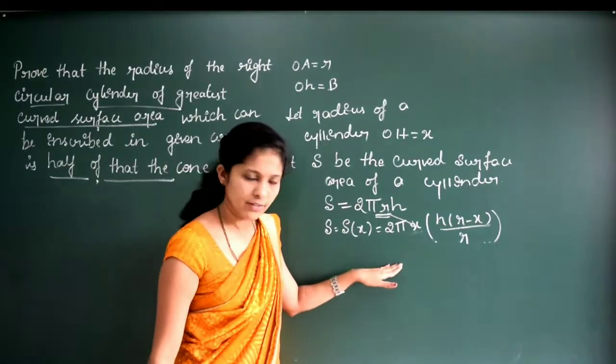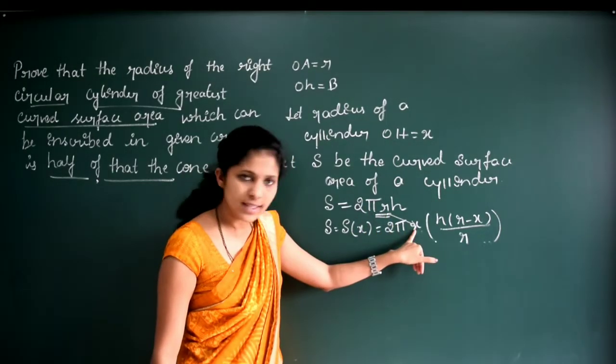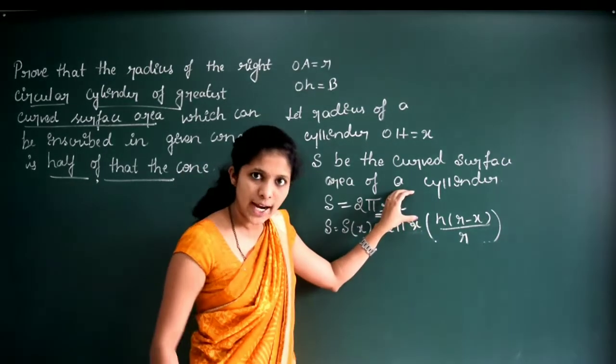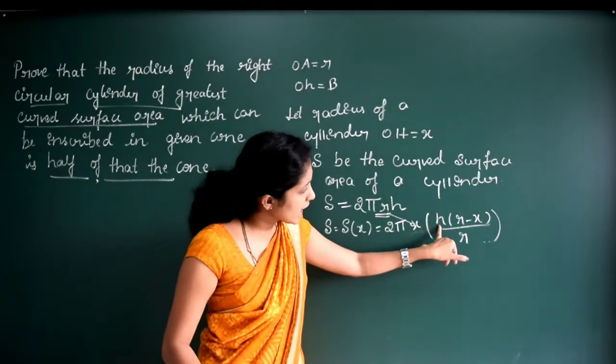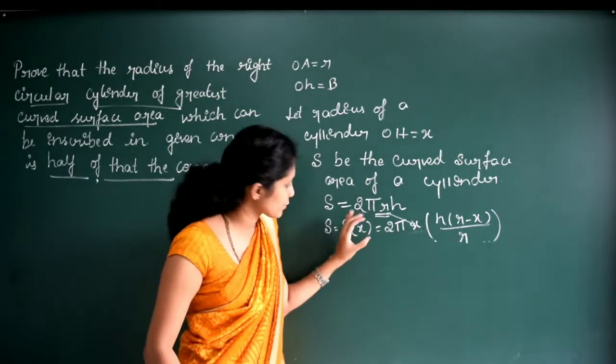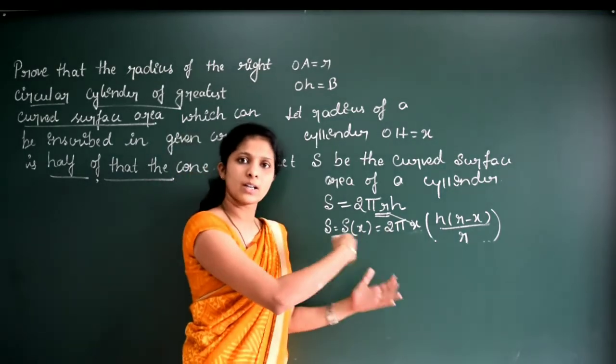Just I have substituted the values. 2 pi radius of a cylinder is considered as X. So we have substituted R is equal to X and the value of H, height of a cylinder, we got it as H into R minus X divided by R, right? So it is of the form S of X, so we'll differentiate. Before differentiating this one, we'll take the constant out.